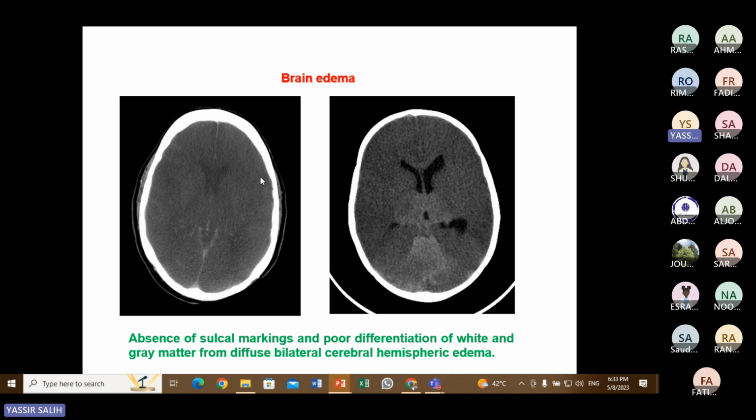With diffuse brain edema, the whole brain becomes hypodense, black, due to fluid retention. Fluid is always black on CT. So the edematous brain appears of low attenuation. So this is a sign of brain edema. Any questions?